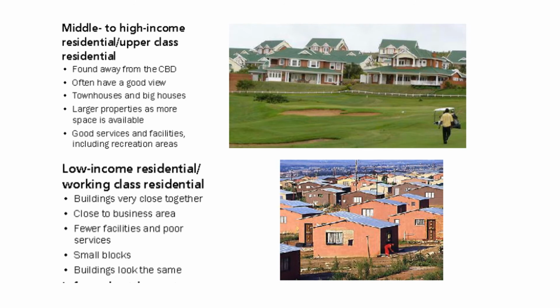Residential, we have the middle and high income residential. That's normally found further away from the CBD, often has a nice view, large properties, and the provision of services is good in these areas normally. Low income residential, buildings are very close together. You'll often find these close to the CBD as well. Facilities are not great. Service delivery is not good either. Buildings all look the same. They're very close together, like that.